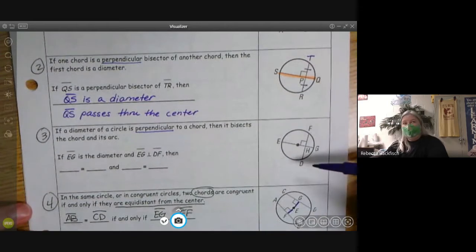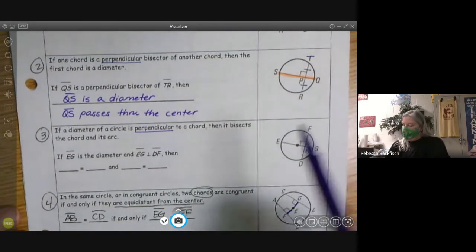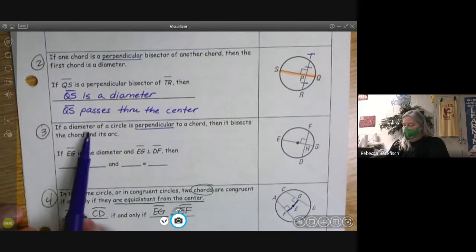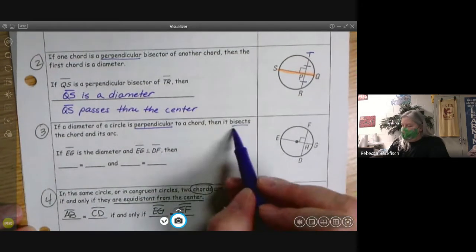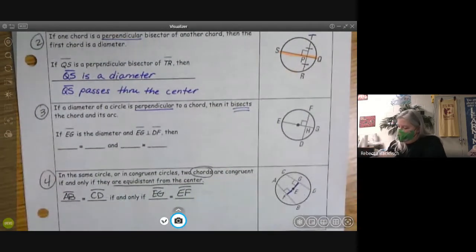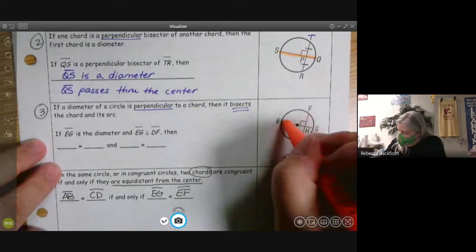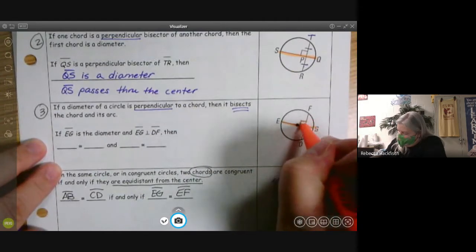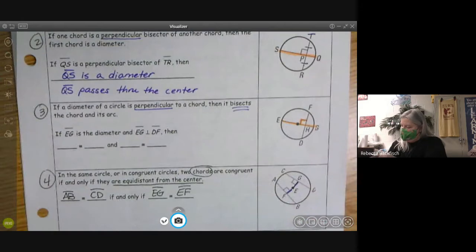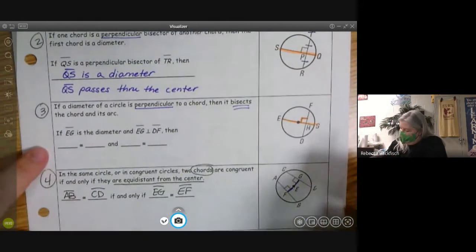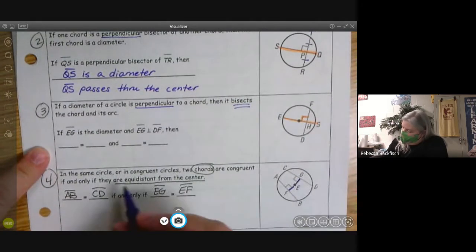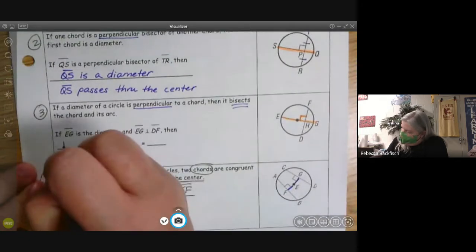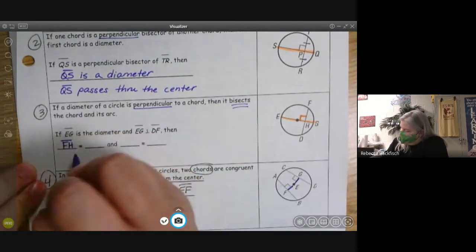And then basically the flip side of this: if you have a diameter, meaning you already know it passes through the center, and it's perpendicular, so it touches your chord at a right angle, then it does bisect the chord as well. So if EG is the diameter, and also we know that EG is perpendicular to FD or DF, then this is bisecting that chord. So that means FH is congruent to HD.